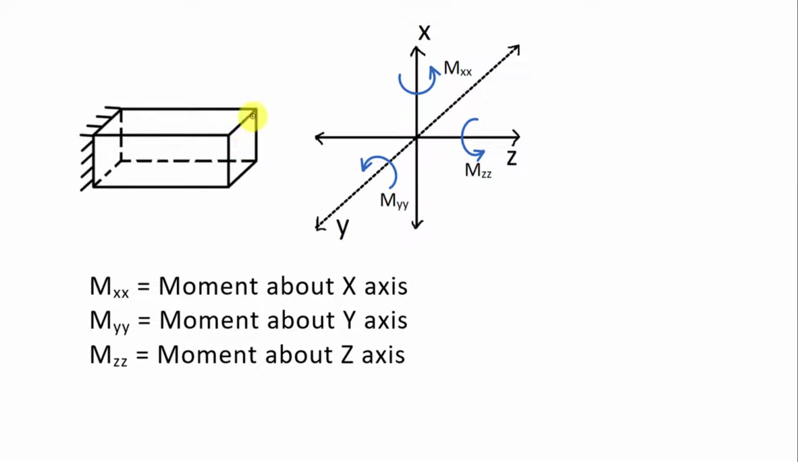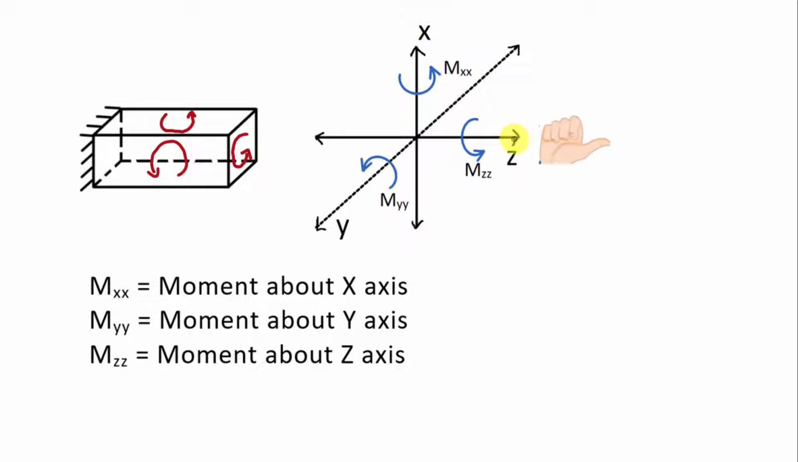Let's say we apply a moment in this plane which is perpendicular to the z direction like this. Due to this moment, this body has a tendency to rotate about this z axis. So this moment is called moment about z axis, which is Mzz. Now if we apply a moment in this upper plane like this, then due to this moment, this body has a tendency to rotate about this x-axis. So this moment is called Mxx. And if we apply a moment on this plane in this direction, then this body has a tendency to rotate about this y-axis. So this moment is called moment about y-axis, Myy.